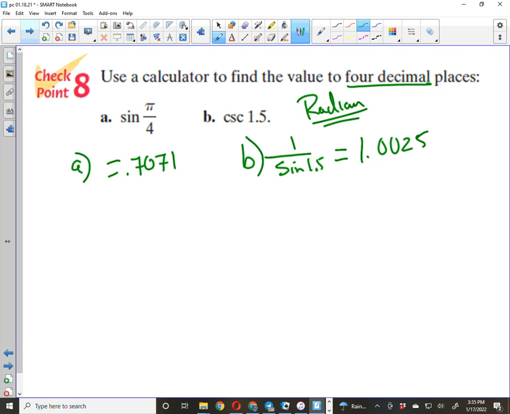So the next question is, is there anything you can't put into the calculator and find? If you change to degrees, you can do the same thing. Need you guys to play around with that a little bit.